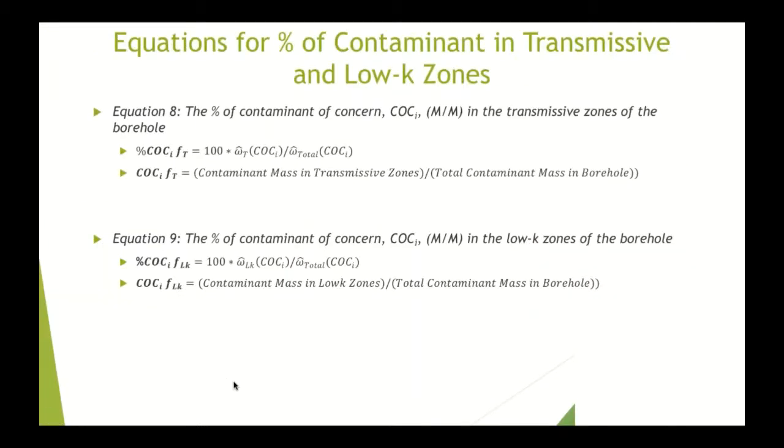These are the equations applied to the total mass of contaminant in place. They're fairly simple. Equation 8 is the percent of contaminant in transmissive zones, and it is equal to the total mass of contaminant in transmissive zones divided by the total mass in the borehole. And this is multiplied by 100, and then the process repeats itself for low-K.